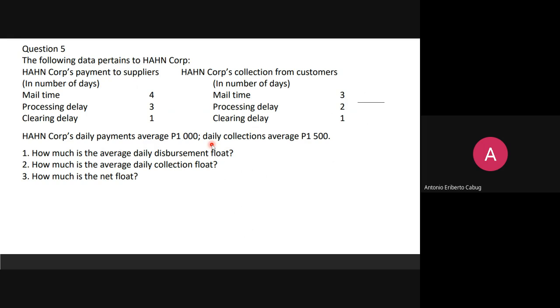Okay. Sige. In one line, tell me what your three answers are. Tatlo yung sagot dyan, no? The following data pertains to Handcorp. Handcorp's daily payments average 1,000. Daily collection, 1,500. Give me the disbursement float, collection float, and the net float.